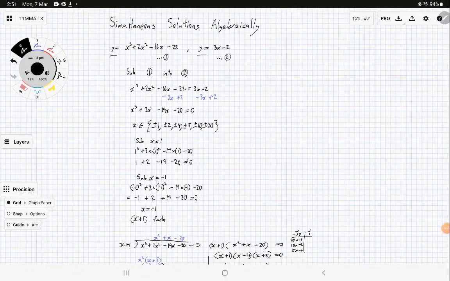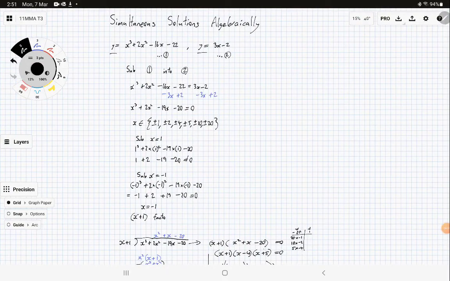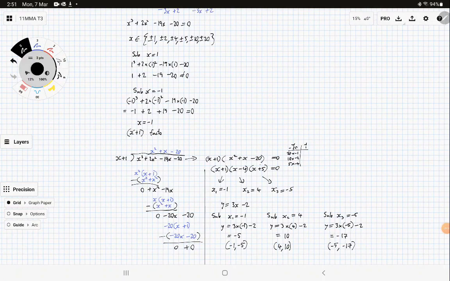Step 1, you substitute it in, you rearrange it so it's a cubic, and then we just factorize it like it was a cubic.